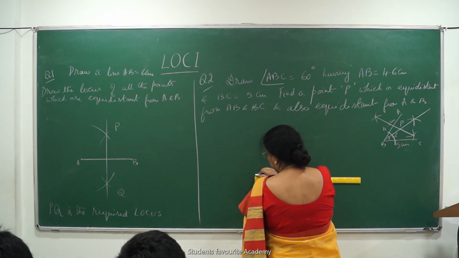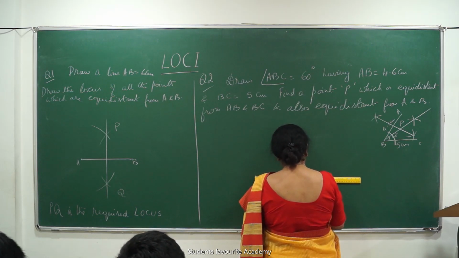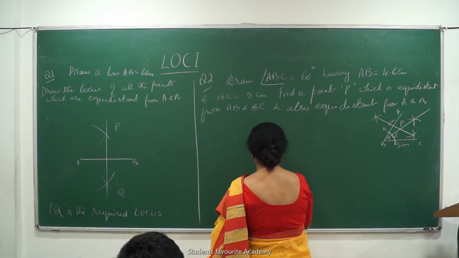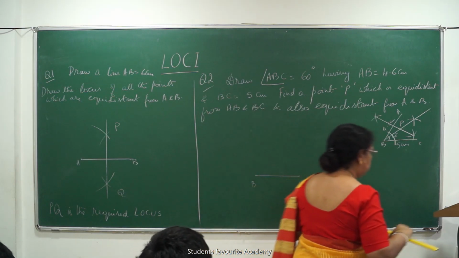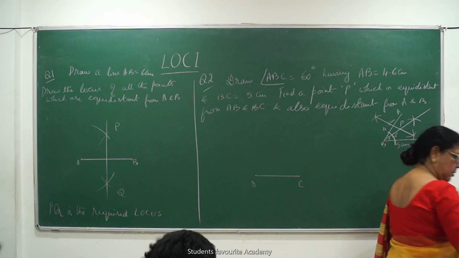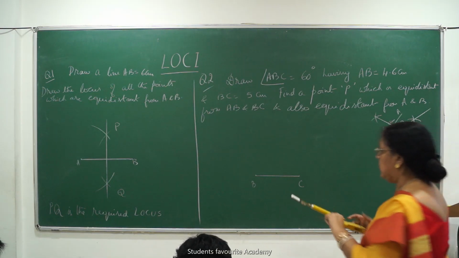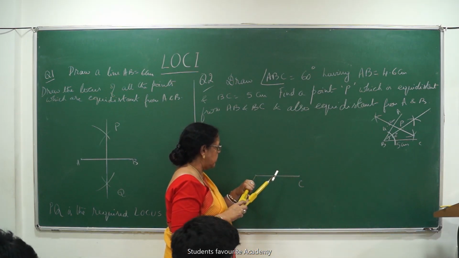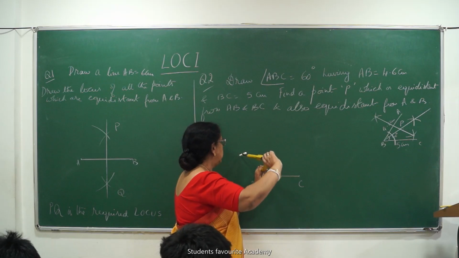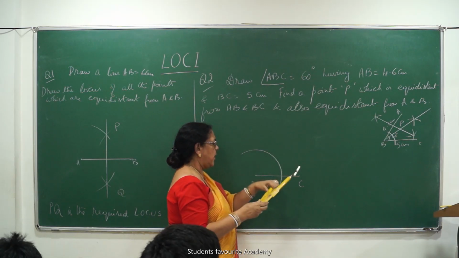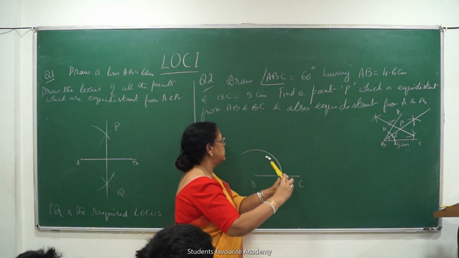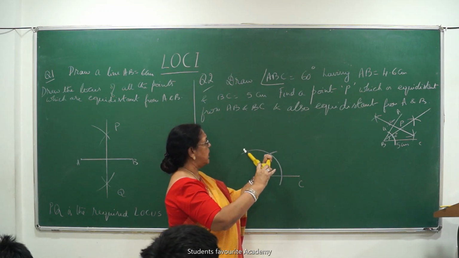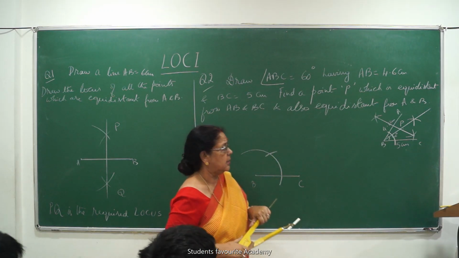Draw always in the center of the page. Now the 60 degree angle, you remember, using a compass. Take some convenient radius and draw the angle at B. At B you put the pointer and draw an arc, and with the same radius, without changing the radius, draw another arc. This is 60. You remember, from here if you draw another arc, that will be 120.